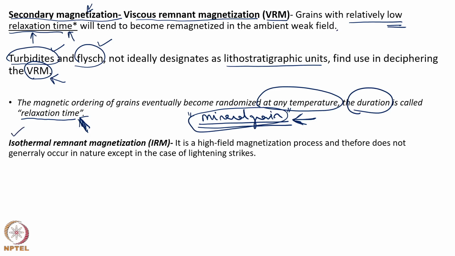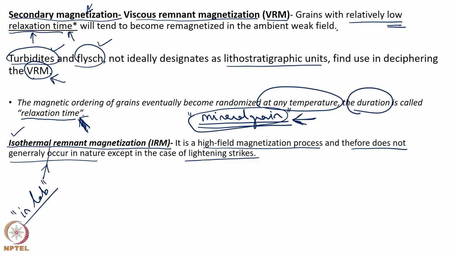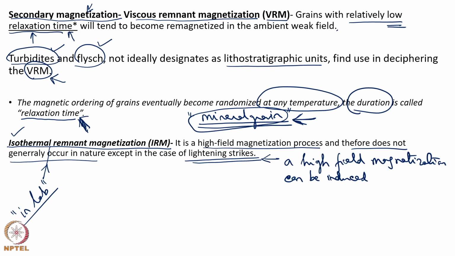Let us understand the meaning of the term isothermal remnant magnetization. It is a high field magnetization process and therefore, it does not generally occur in nature. That means, it generally occurs in the lab by human beings. But there are exceptional cases in nature. For example, a lightning strike is one example where a high field magnetization can be induced.